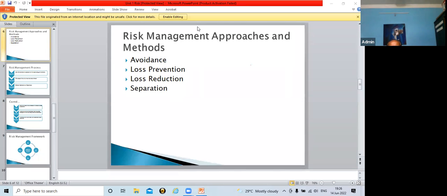Okay, separation. Now I got the message. Let me explain the separation. This is one of the approaches for risk management. Suppose you identified a risk that may happen at a particular location. Now what you have to do? The risk should be totally separated from that location, so that loss can be avoided. That is known as separation.